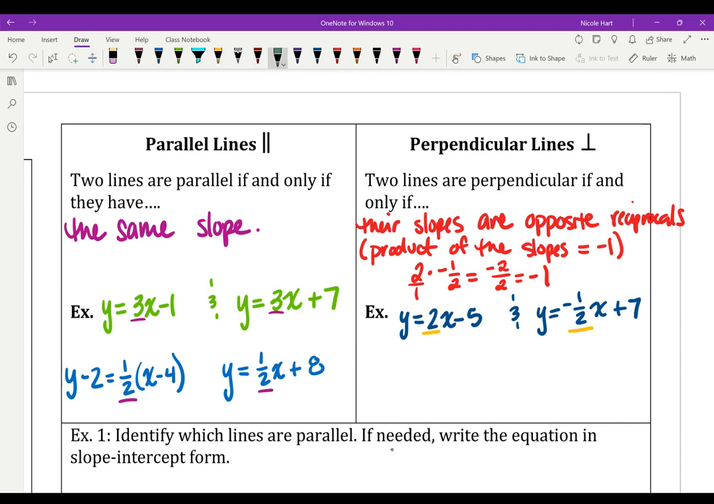Or we could use something like y plus 3 equals -4 over 3 parentheses x plus 3. And the opposite reciprocal would be 3 over 4, positive 3 over 4. And we can just say x plus 1 or something like that. So again, those slopes, -4 over 3 and 3 over 4 are opposite reciprocals. And so that makes this true.